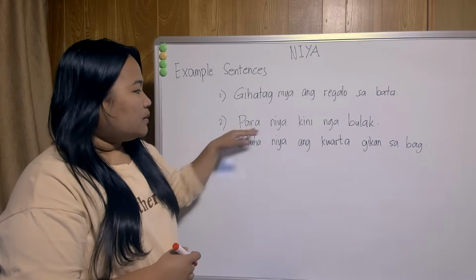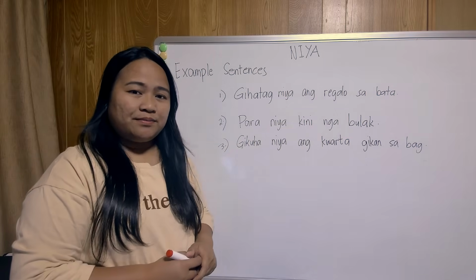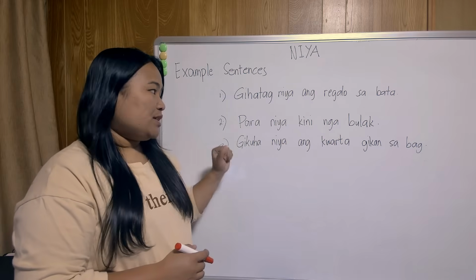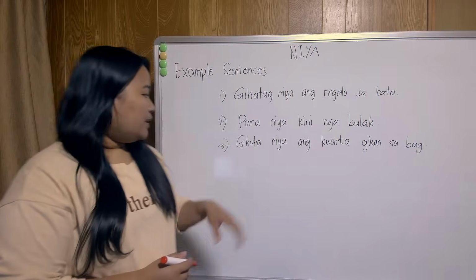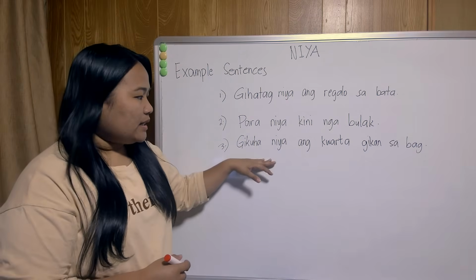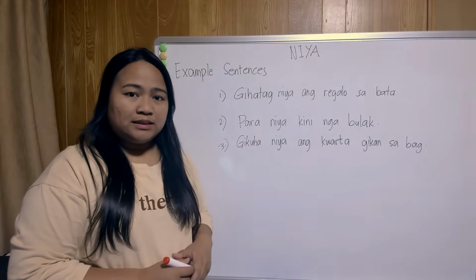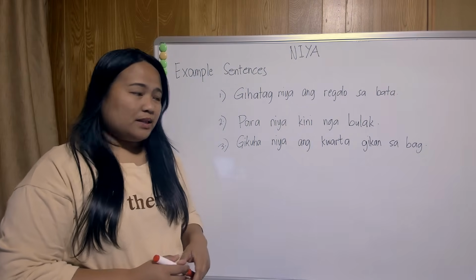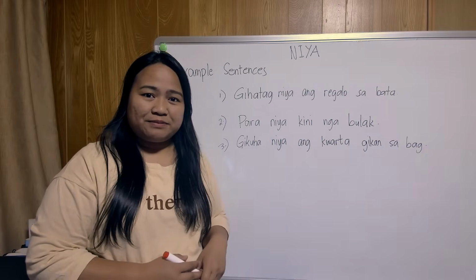Number 2, para niya kini nga bulak. It means this flower is for him or her. And number 3, gikuha niya ang kwarta gikan sa bag. It means he or she took the money from the bag.